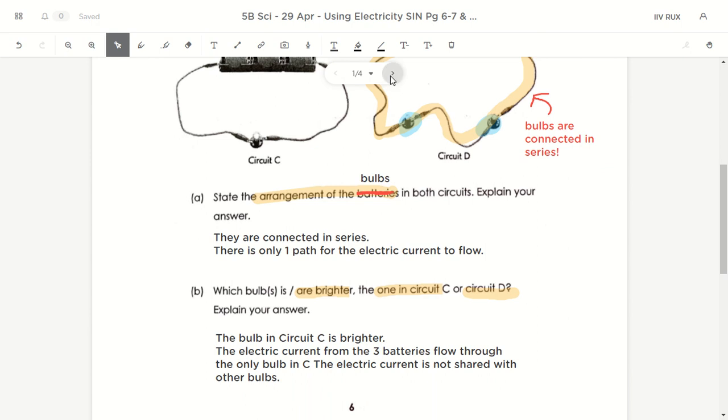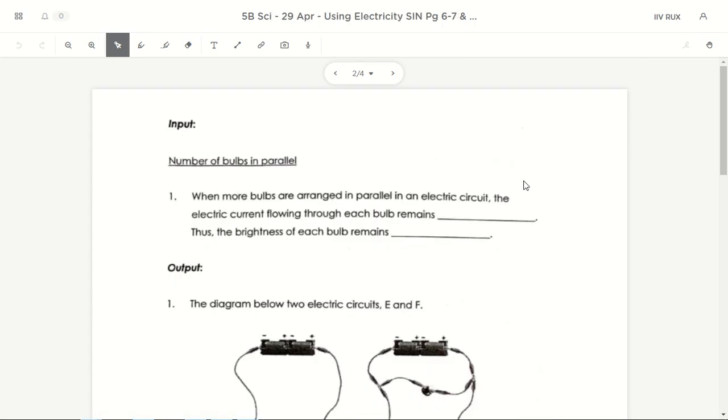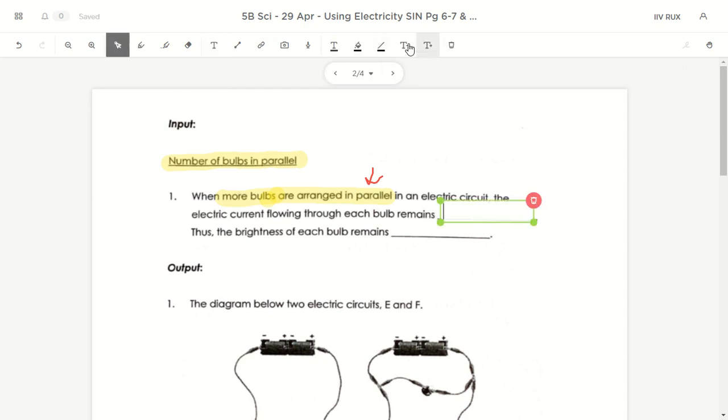Okay, so let's look at the other way of connecting bulbs, which is connecting them in parallel. The other way of connecting bulbs in a circuit is connecting them in parallel. So just now we talked about series, now we talk about parallel. When there are more bulbs connected in parallel, the electric current flowing through them remains the same. Okay, I'll explain this later.